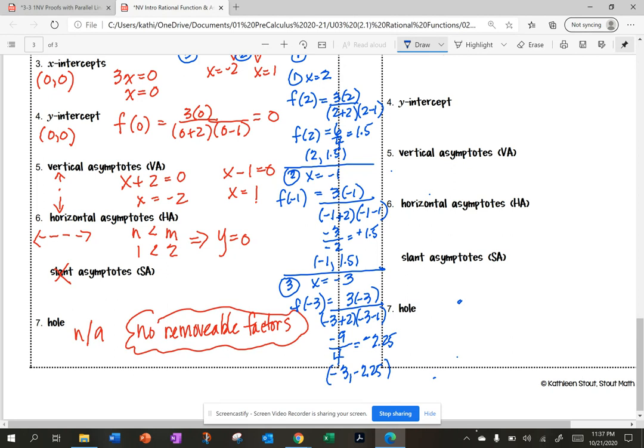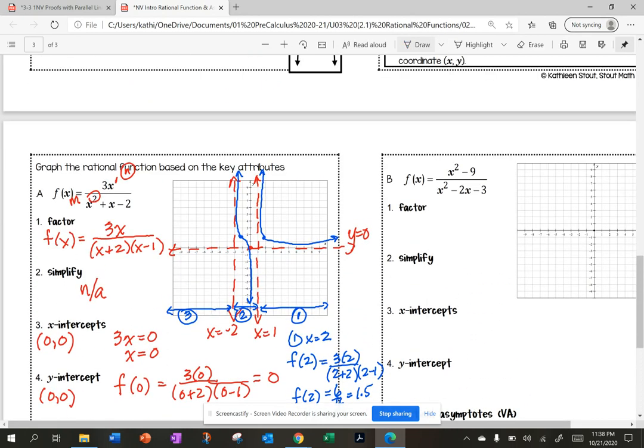So I'm going to go plot that one. So -3, -2.25. So I really want to know basically, am I above or below this horizontal asymptote? So I know which section I'm plotting in. Okay. And you kind of have to just plot a couple of these to get the hang of them. Okay, so that was the first one. Let's try 2 more examples.